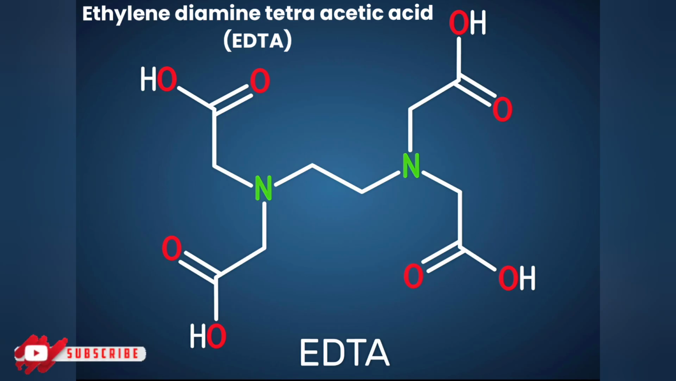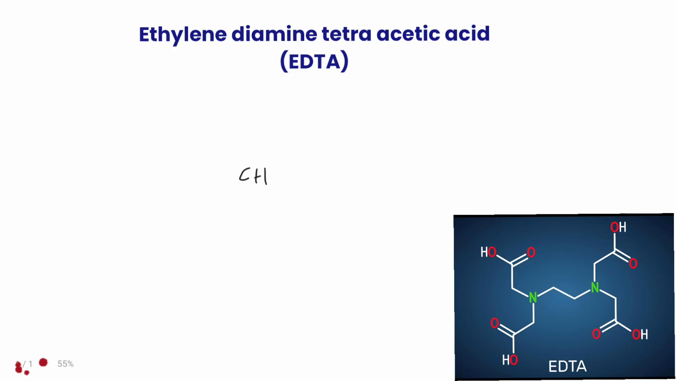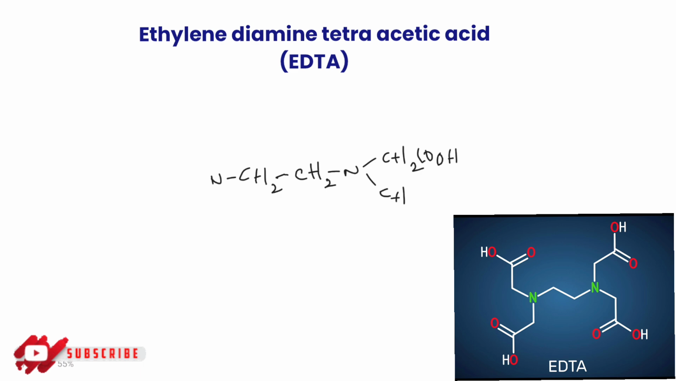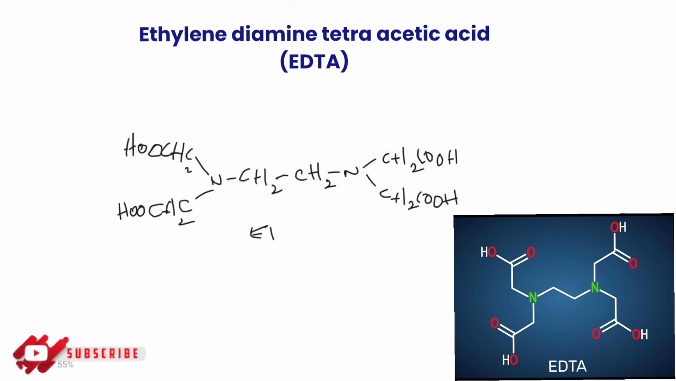EDTA, ethylene diamine tetraacetic acid. See here the structure: CH2 single bond CH2, and single bond nitrogen and nitrogen. Here write 4 acetic acid structures: CH2COOH, CH2COOH, CH2COOH and CH2COOH. This is the structure of EDTA.